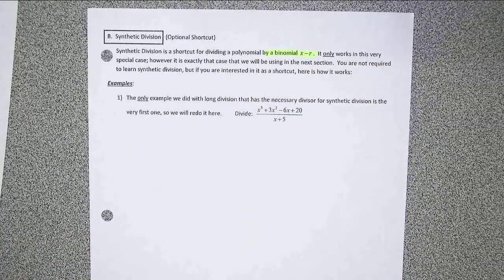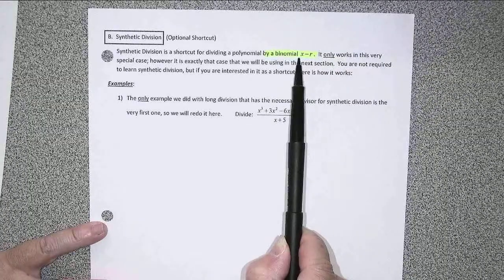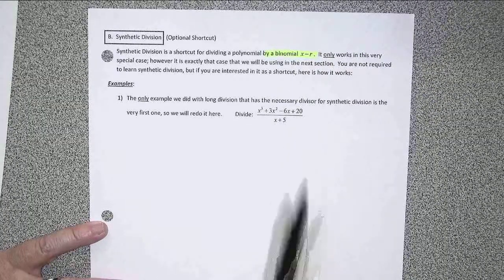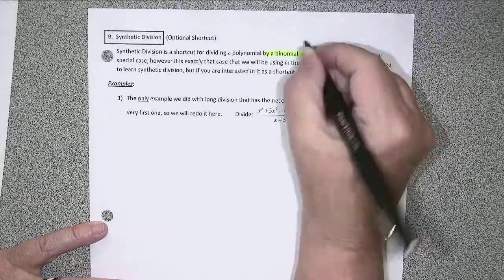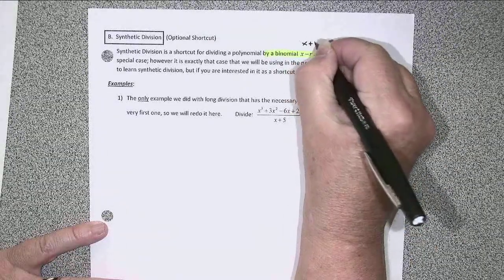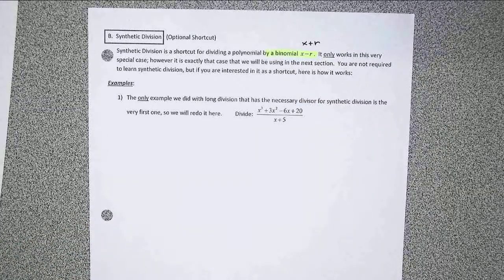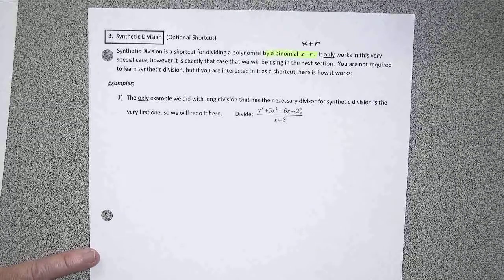So if I'm dividing by a quadratic, I can't use this. If I'm dividing by 2x minus something, I can't use this. It has to be x minus r. Now I will mention it could actually be x plus r, because of course we can think of minus r as minus a negative, which would turn it into x plus. This process is called synthetic division, and I'll just give you a little look at how it works, and then you can decide whether you'd prefer to learn it or if you'd prefer not to right now.